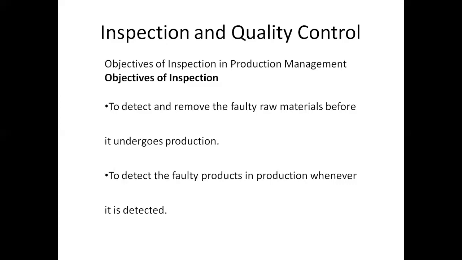Now, it detects the faulty products in production whenever it is detected. As said previously, we are detecting faults within the production process at various times of production, and then we try to detect and remove the faulty raw materials. As we are doing quality checks before starting the production, we are also doing quality checks after we end the production, and at various stages of production.